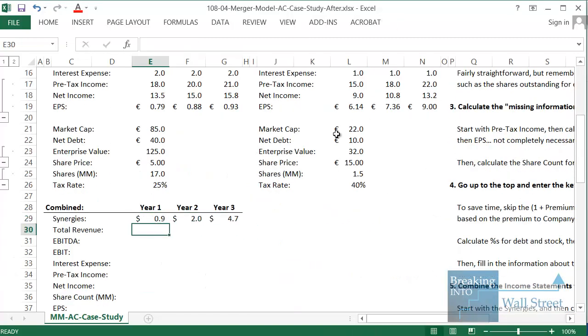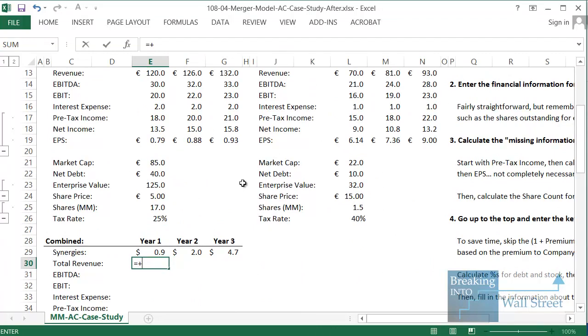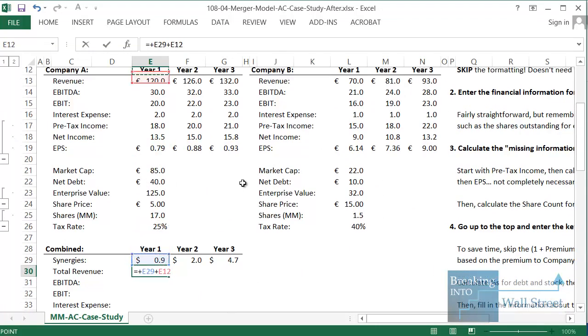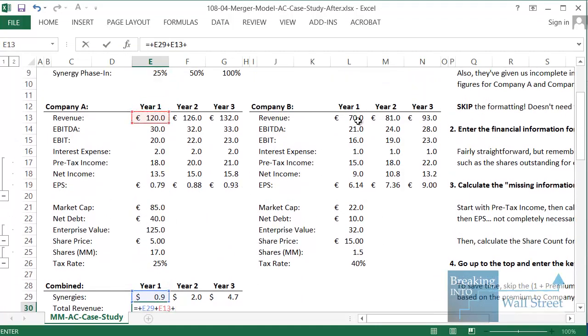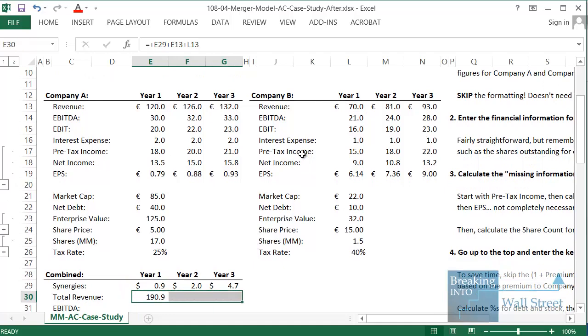So we have that. Now for the total revenue, we are going to take our synergies here and then add company A's revenue and then company B's revenue. They've acquired 100% of the company, so we're just going to simply add together 100% of the numbers for both companies here. We have that.